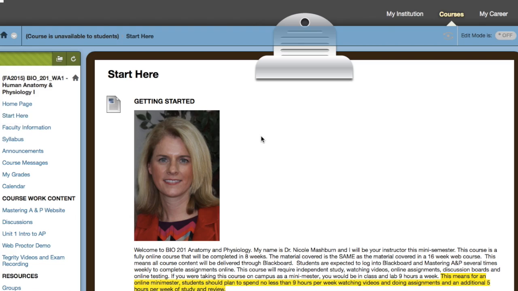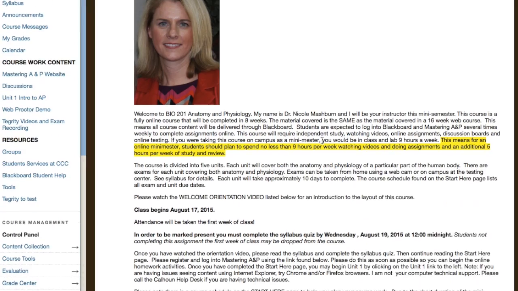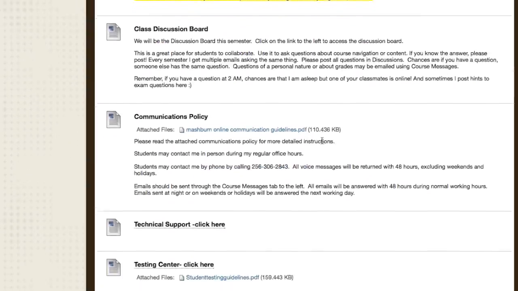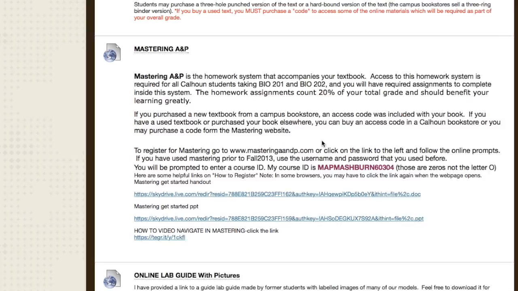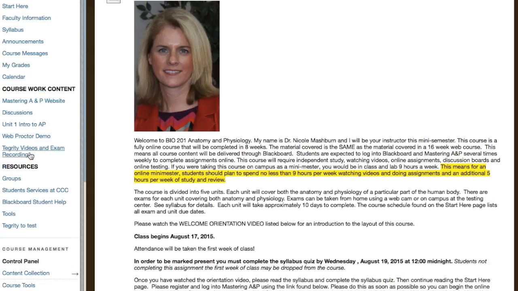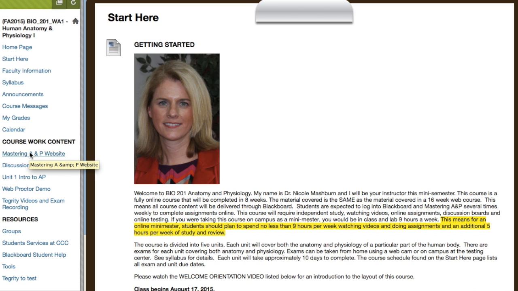All right, so that's the first thing you've got to do. Today, sit down, finish everything on the Start Here page, get your book, get logged into Mastering, and then you can start with your content. To get started with the content, you simply click on Unit 1. I haven't added the rest of the units, Units 2, 3, 4, and 5. They'll open up in a couple of days. I just didn't want to confuse you the very first day.